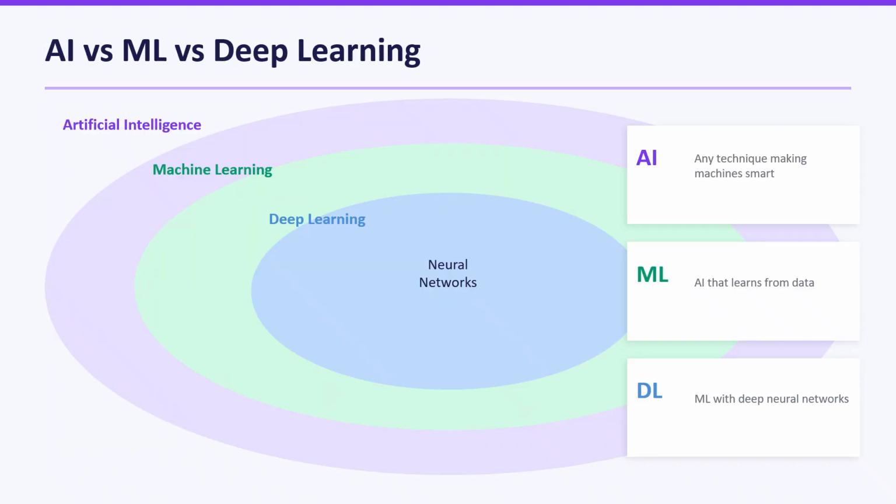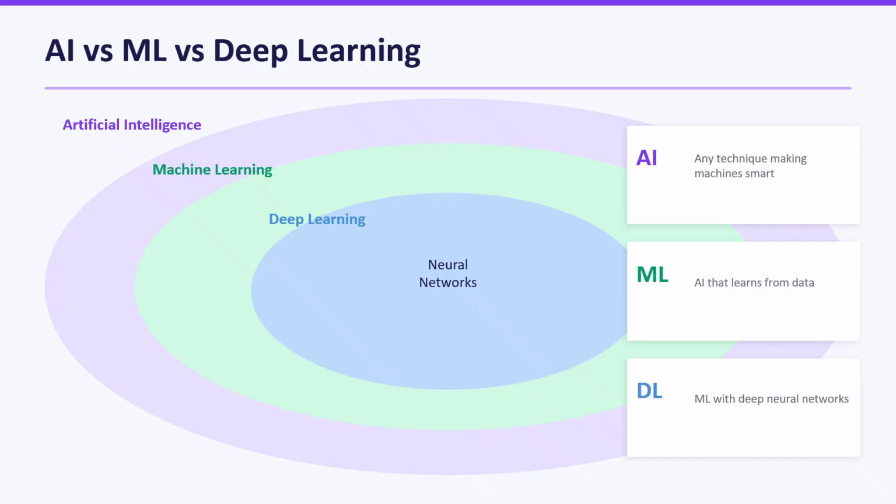People use these three terms interchangeably, but they are actually different. Think of it as three nested circles. The biggest circle is artificial intelligence. That's any technique that makes machines behave smartly. Inside that is machine learning, a subset of AI where machines learn from data. And inside ML is deep learning, a more advanced form that uses deep neural networks inspired by the human brain. So all deep learning is ML and all ML is AI, but not the other way around.